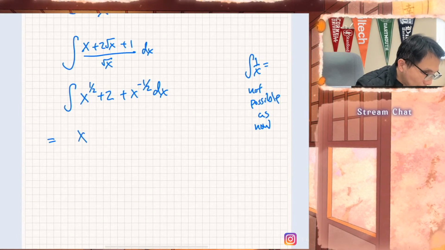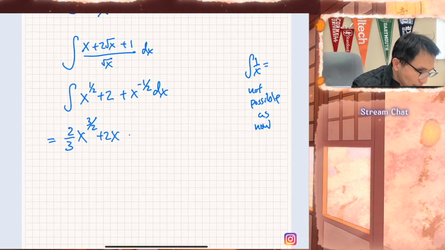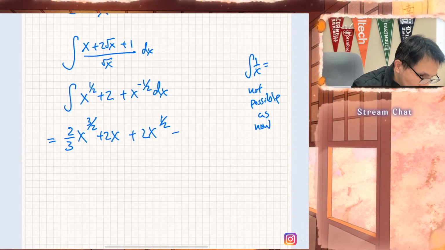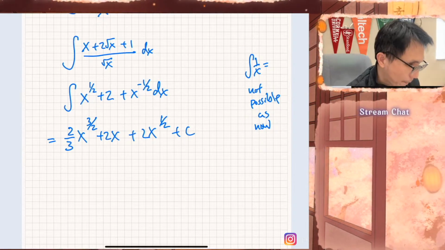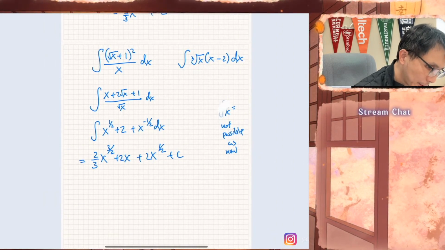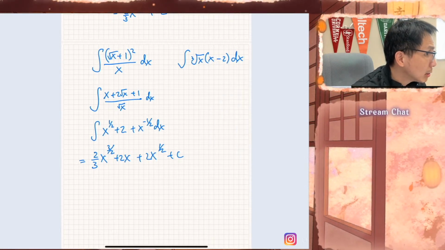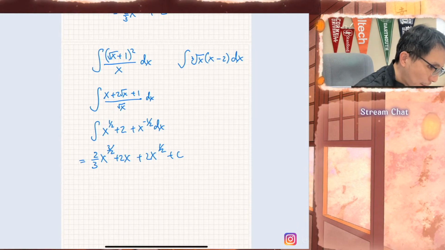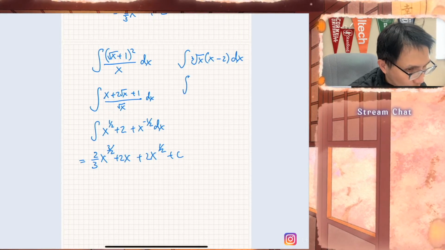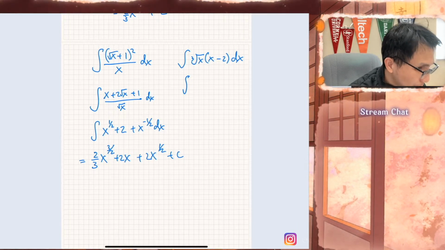And this one's going to be x to the 3 over 2, 2 over 3, plus 2x plus x to the 1/2 and 2 plus c. I knew something was wrong with that question. Does that make sense? Is that hard? No? How about this one? What can I do on this one?